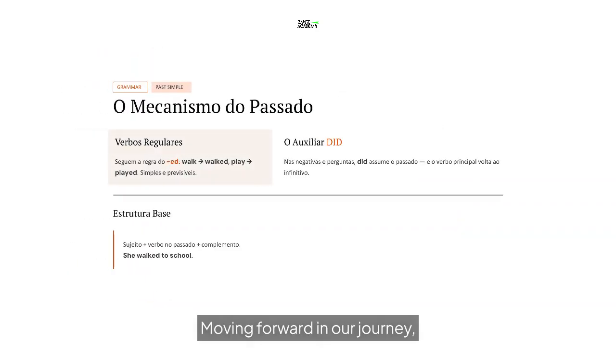Moving forward in our journey, let's explore the mechanics of the past simple tense, particularly focusing on regular verbs. Regular verbs are quite straightforward because they follow a predictable pattern. For instance, when you take the verb walk, it simply becomes walked when you express it in the past. Similarly, play transforms into played. Notice how easy it is to apply this rule. You just add ed to the base form of the verb. This consistency makes it easier to form past tense sentences.